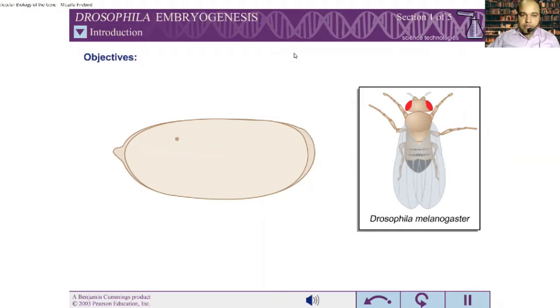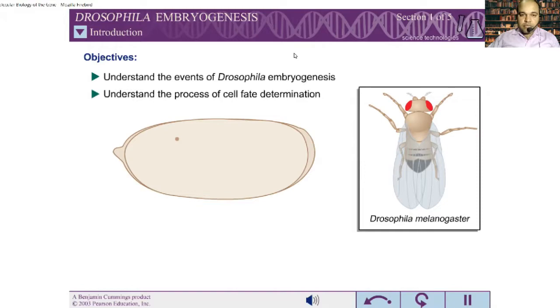In this exercise, you should understand the events of Drosophila embryogenesis and understand how the position of each nucleus determines its fate in the developing fruit fly. Okay, so we must understand the events of Drosophila melanogaster embryogenesis. How does the development of the embryo take place? In what manner is the embryo going to be produced in the case of Drosophila melanogaster? That we have to understand. We have to completely understand the process of cell differentiation, in what manner the cells of the Drosophila melanogaster are going to get differentiated.